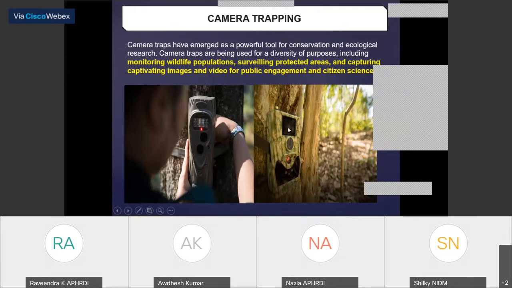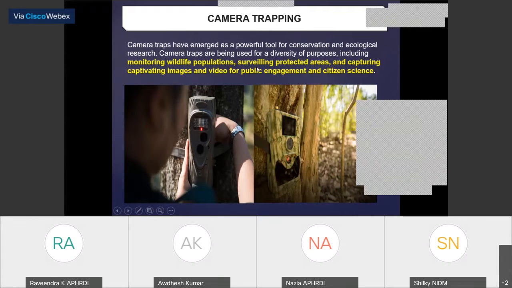due to animal-human conflicts specifically, and to save them from the activities of poachers and other surveillance. We can install this camera where no human intervention is there. They send the data and capture the images and video of public engagement, citizens there with the wildlife.